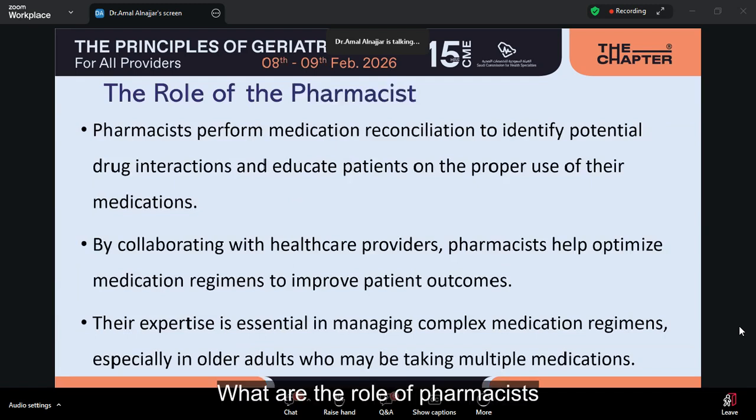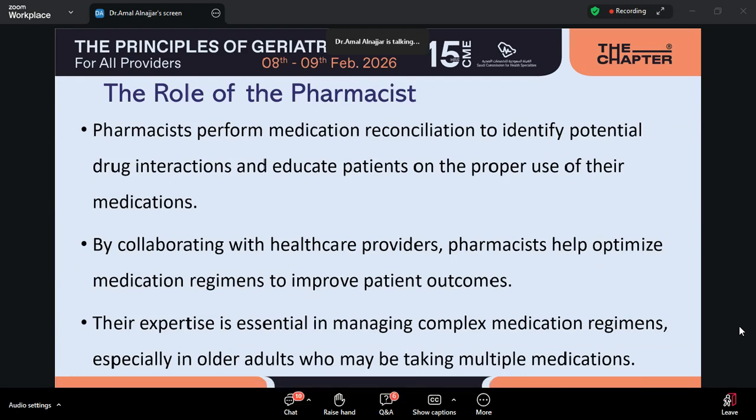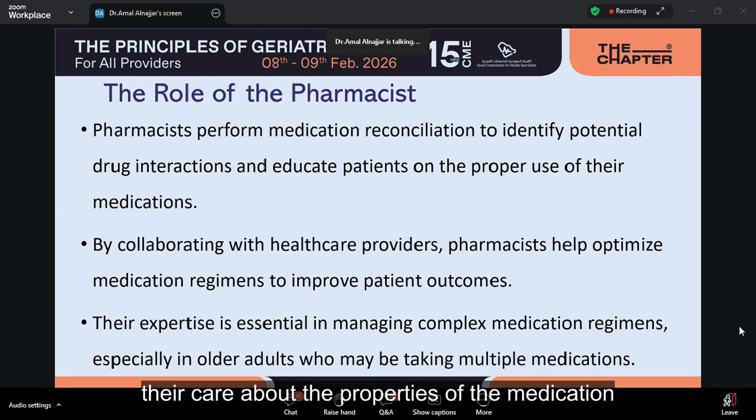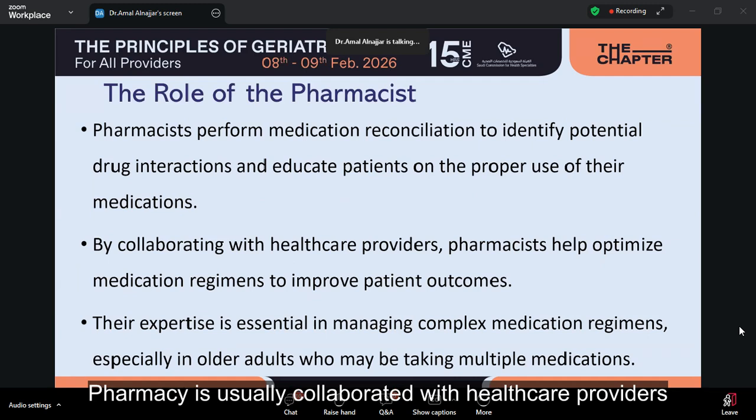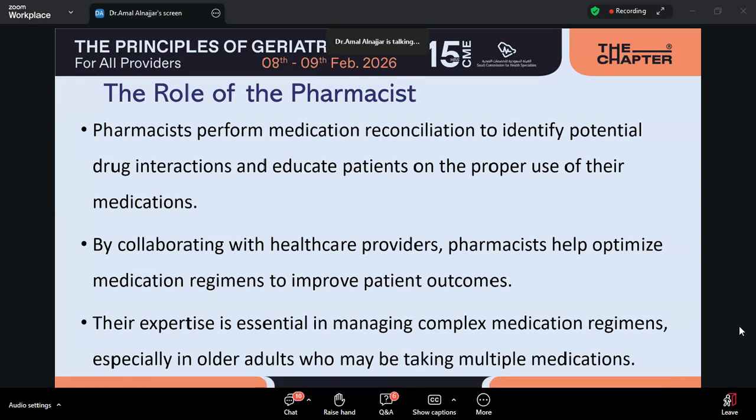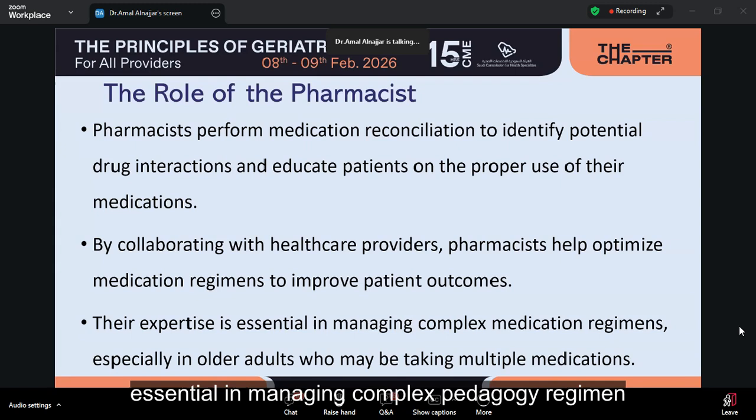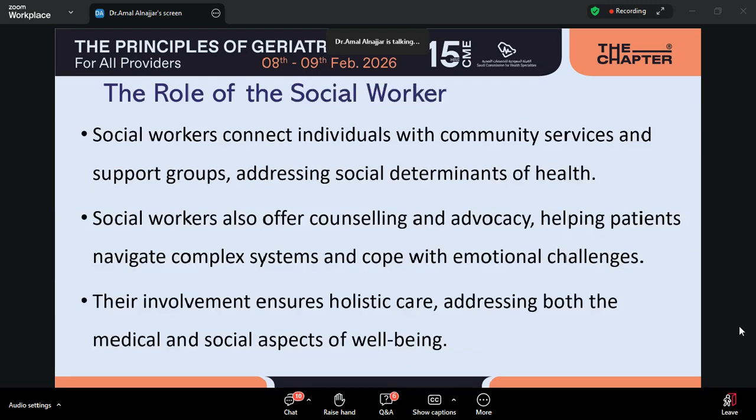What is the role of pharmacists? Pharmacists usually do the medication reconciliation to check for potential drug interactions, and also to educate patients and their carers about the proper use of the medication. Pharmacists usually collaborate and interact with healthcare providers to optimize medication regimens and improve patient outcomes. Also, the expertise of the pharmacist is essential in managing complex medication regimens, especially in older adults.